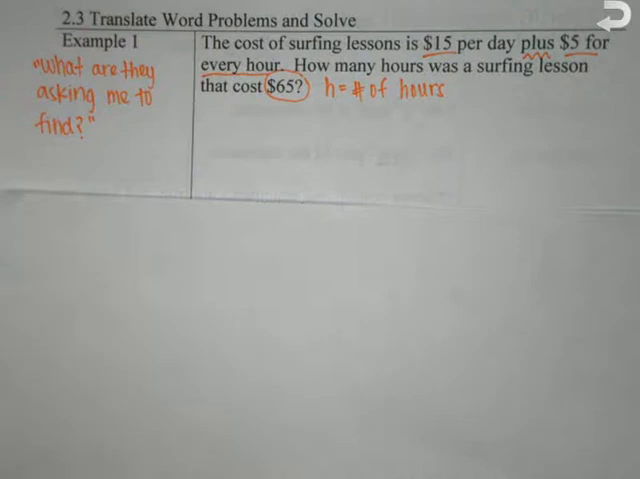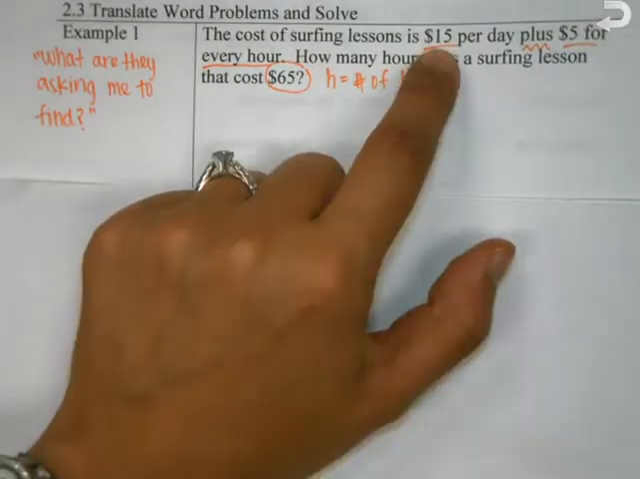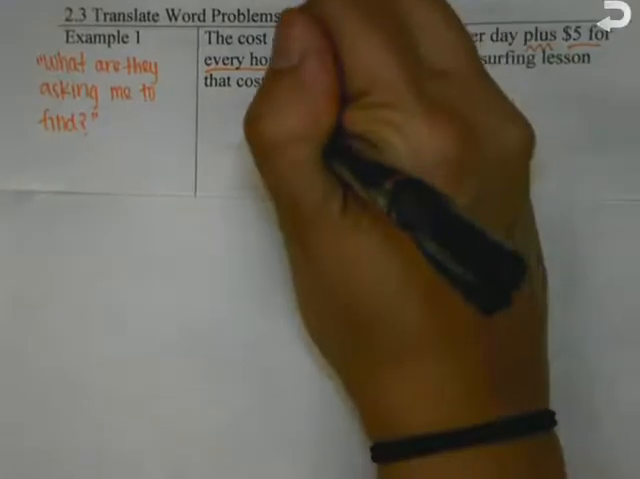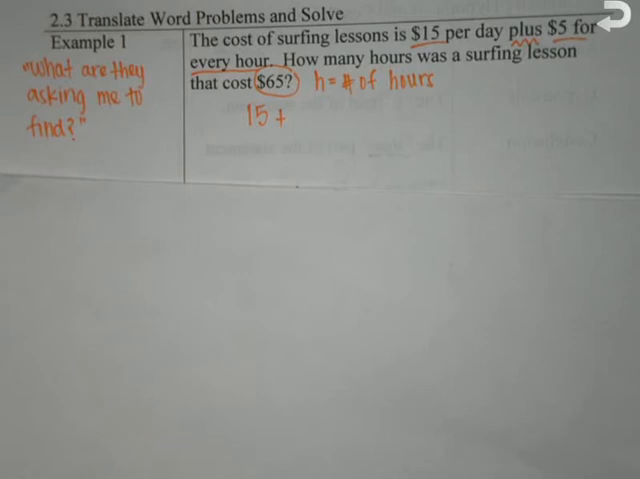Okay, so let's read the question again and try and see if we can translate it. $15 per day. So that means that even if I buy the surfing lesson and I never show up, I still paid how much? $15. So I will always pay $15 no matter what. Plus $5 for every hour. So looking at just the cost per hour, not the 15 part, if my surfing lesson was only 1 hour, how much would I be paying for that 1 hour? $20. How'd you get that? 5 plus 15. What if my surfing lesson was 2 hours long?